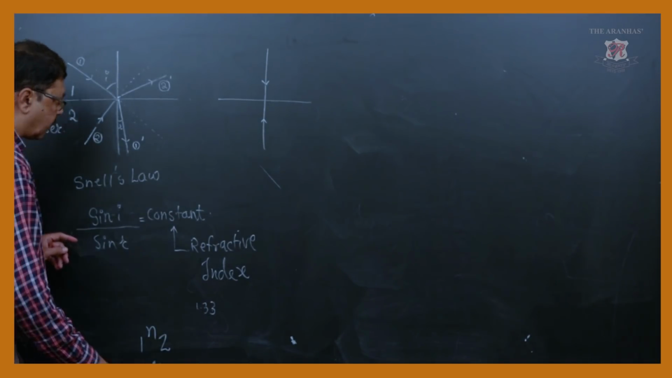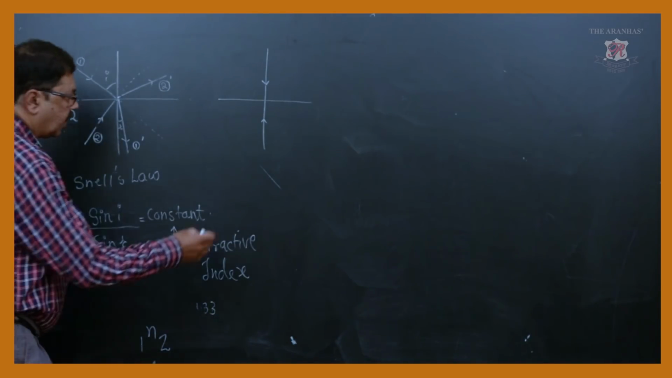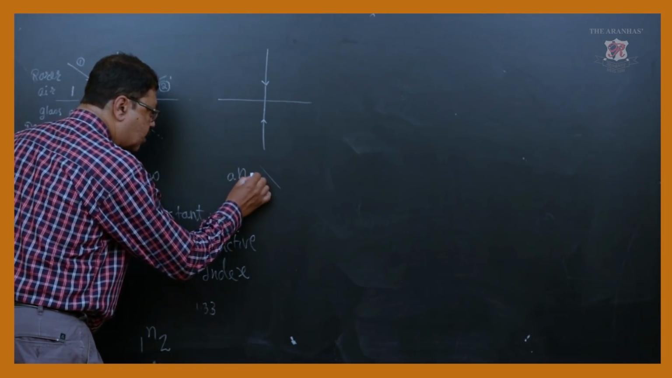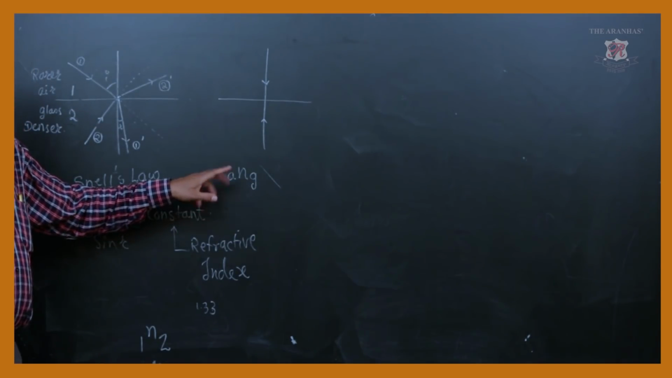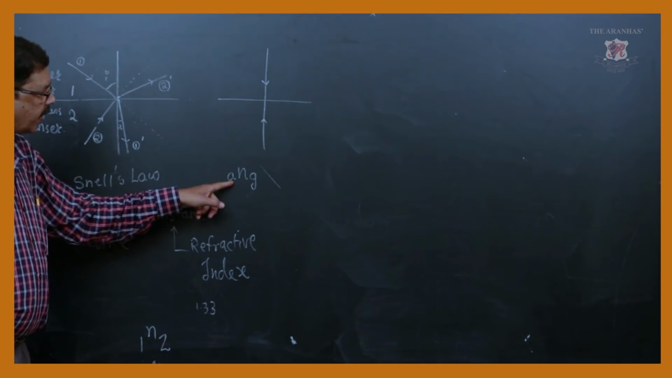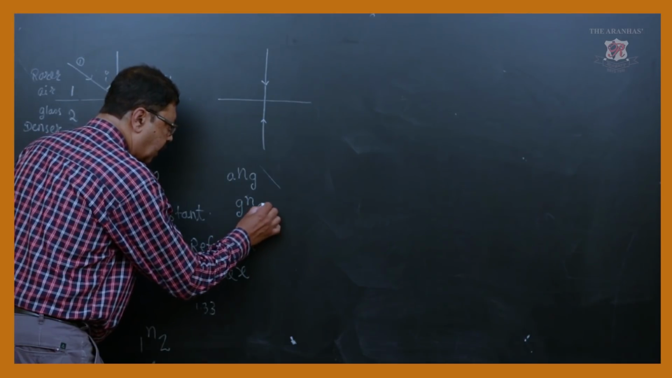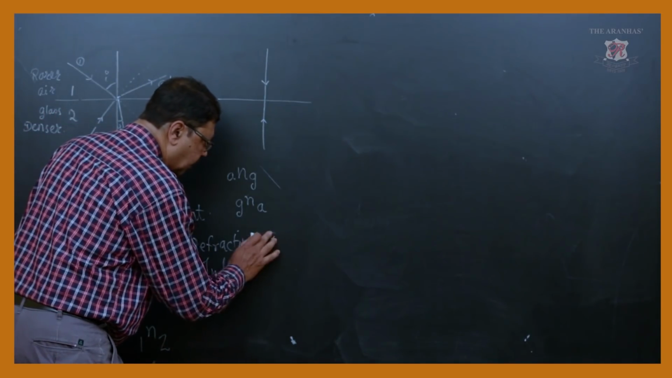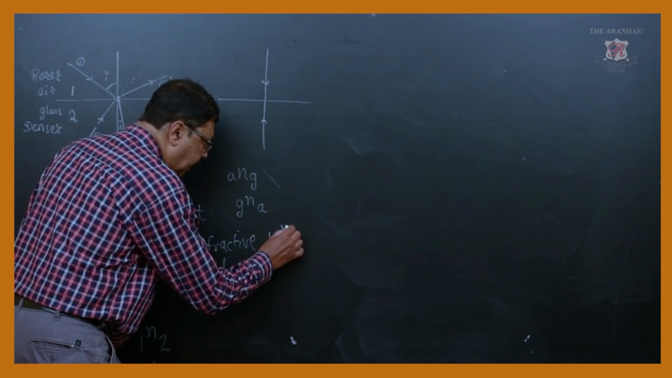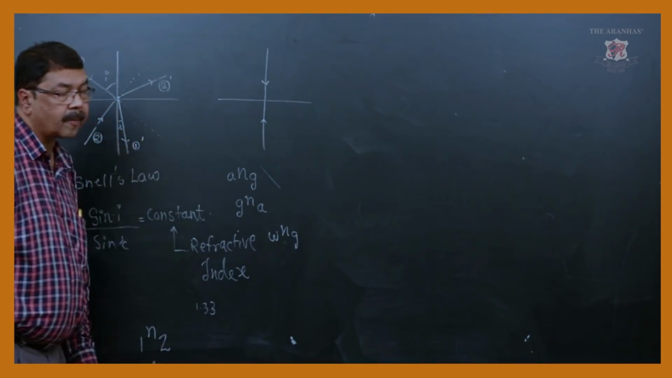So, if I want to write refractive index of air with respect to glass or glass with respect to air, then I will write aNg, refractive index of glass with respect to air. If I want to write the opposite, refractive index of air with respect to glass, then I will have to write g first, then n and then a. If I want to write refractive index of glass with respect to water, it will be wNg, refractive index of glass with respect to water.